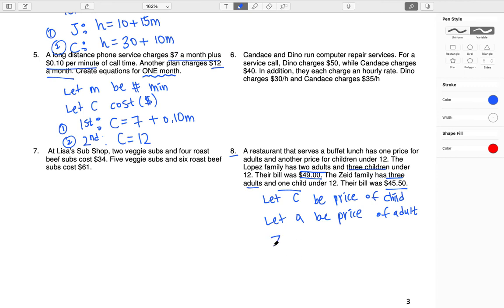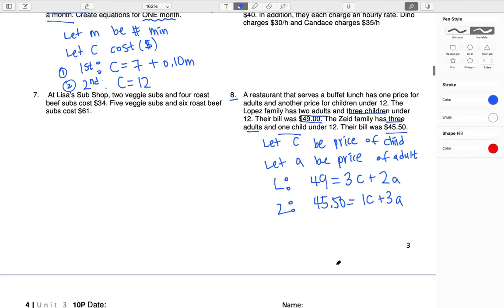So for the Lopez family, Lopez, L, it came out to be $49 of how many children? So we have 3 children and 2 adults. That's the price. It's similar to the money for nickel and loonie. For Z family, we have $45.50 for the total, and we have 3 adults and 1 child. So 1C and 3 adults, 3A. Okay.